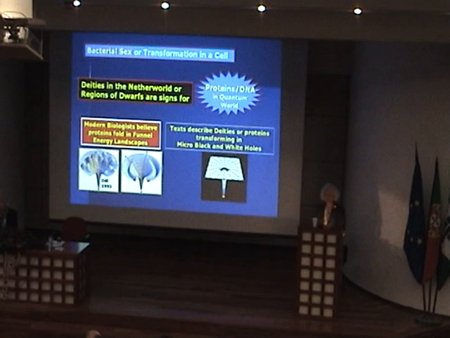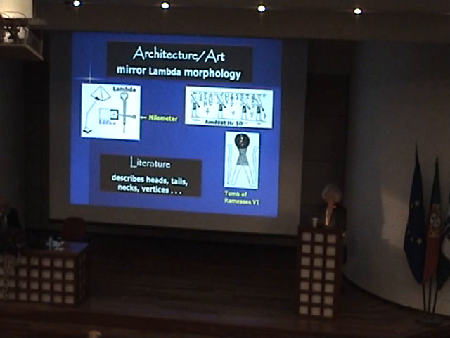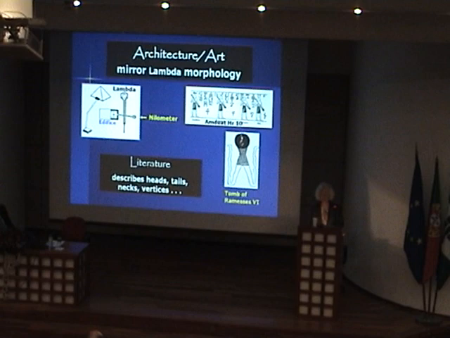This analogy suggests that some protein folding funnels have the dynamics of micro black and white holes. But what is the Egyptian evidence for horizontal gene transfer and transformation? Their architecture and art mirror lambda morphology or shape. The triangular pyramid and its tail-like causeway to the Valley Temple, the mysterious monument attached to the edifice of Taharqa at Karnak, human beings with spheres for heads, ceremonial tails on deities. Also, literature describes heads, tails, necks, and vertices.